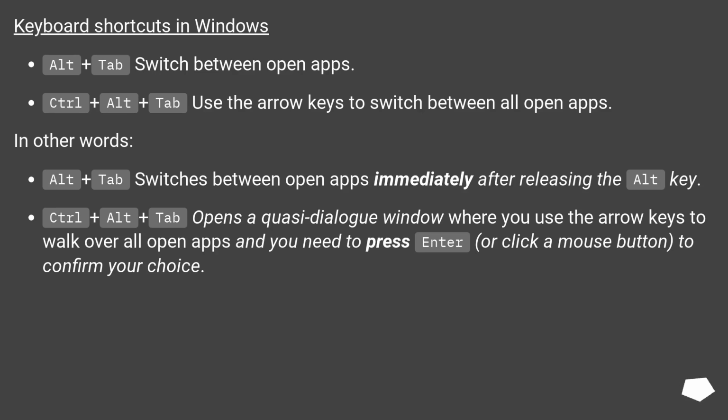Keyboard shortcuts in Windows. Alt+Tab switches between open apps. Ctrl+Alt+Tab: use the arrow keys to switch between all open apps. In other words, Alt+Tab switches between open apps immediately after releasing the Alt key. Ctrl+Alt+Tab opens a quasi-dialog window where you use the arrow keys to walk over all open apps, and you need to press Enter, or click a mouse button, to confirm your choice.